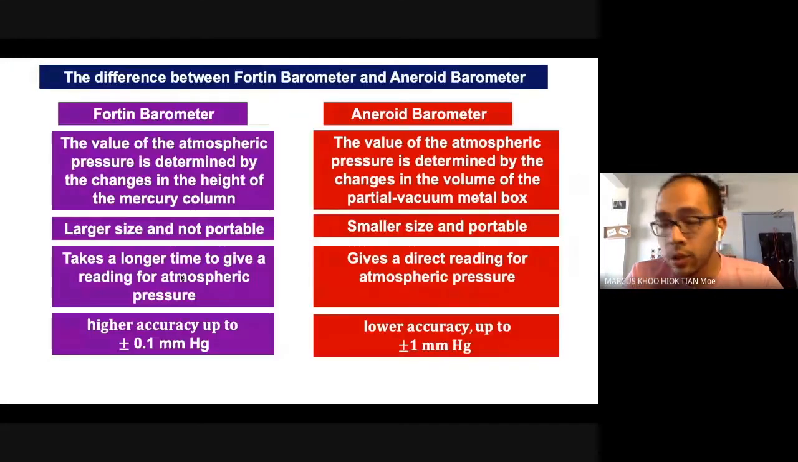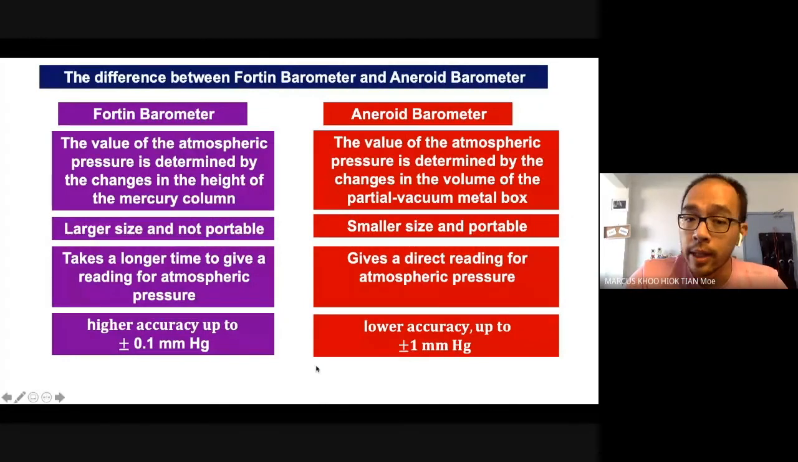So, you know what? That's it for today. I just wanted to talk to you about what atmospheric pressure is, what the values of atmospheric pressure are, and the two main instruments used to measure atmospheric pressure.